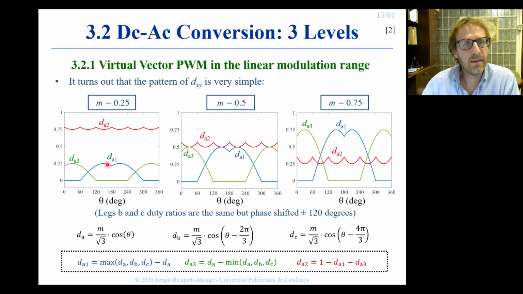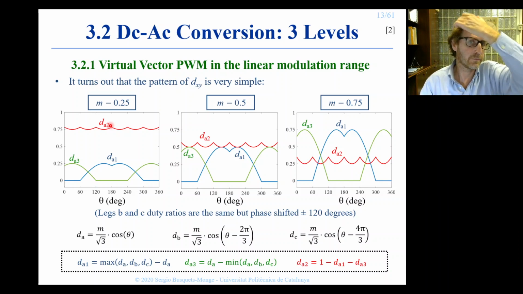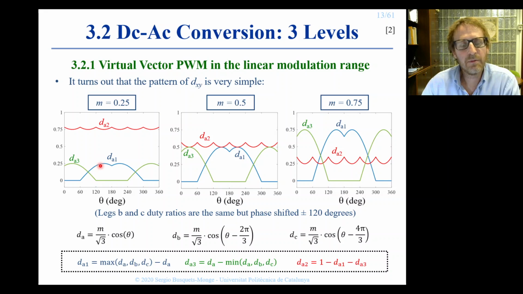Both DA1 and DA3 follow somewhat like a McDonald's waveform, so they are portions of sinusoids put together. DA3 is the same as DA1, phase shifted 180 degrees, and DA2 can be obtained by simply knowing that the addition of these three duty cycles is equal to 1. So the pattern is very simple.